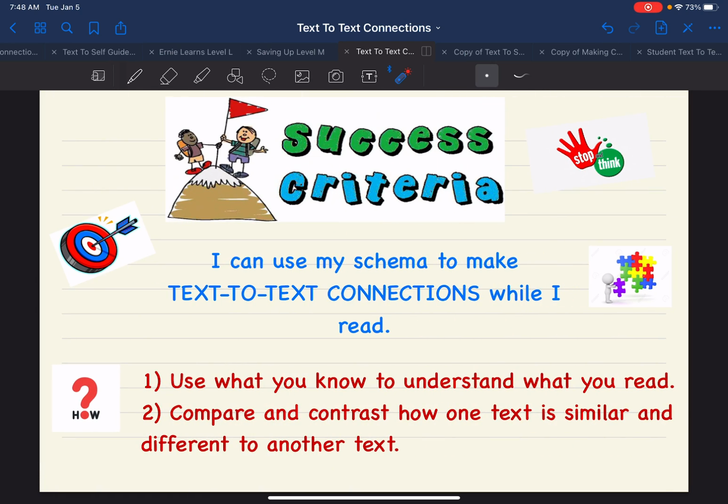So your success criteria, your target this week, is that you can use your schema to make text-to-text connections while you read. How will you do that? Well, step 1, you will use what you know to understand what you read. 2, we're going to compare and contrast how one text is similar and different to another text. So hear those again. You're going to use what you know to understand what you read. Secondly, we're going to compare and contrast how one text is similar and different to another text.